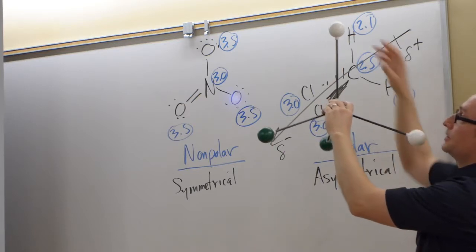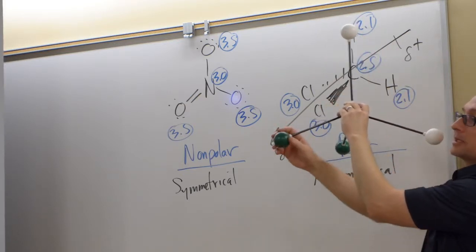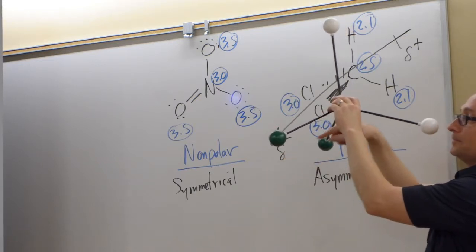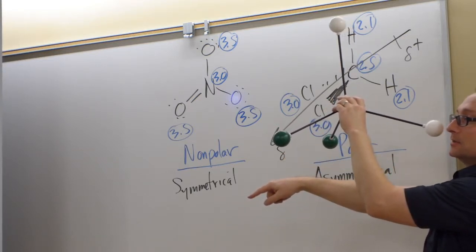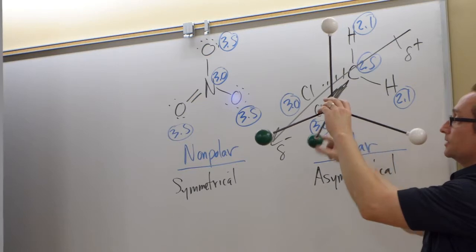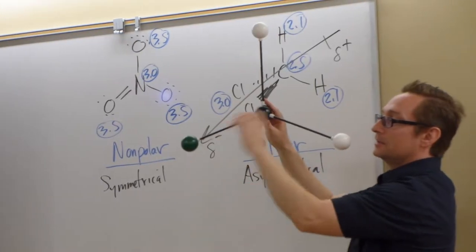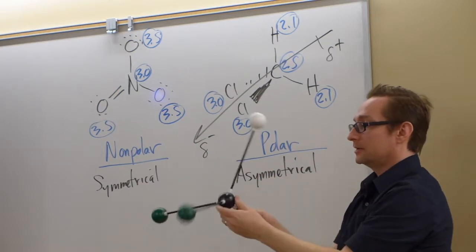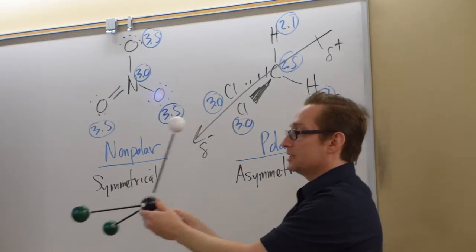Right. Here are my hydrogens. The greens are my chlorines. The dipole moment points right in between the chlorines. My bond dipoles point right at the chlorines, but collectively they're pointing downward. Okay, I'm going to point my dipole moment at each and every one of you.